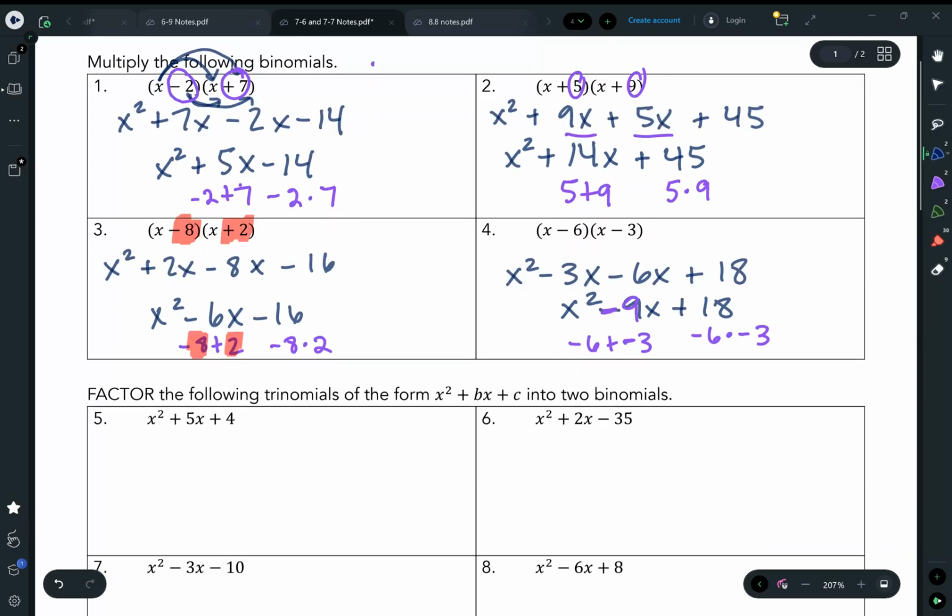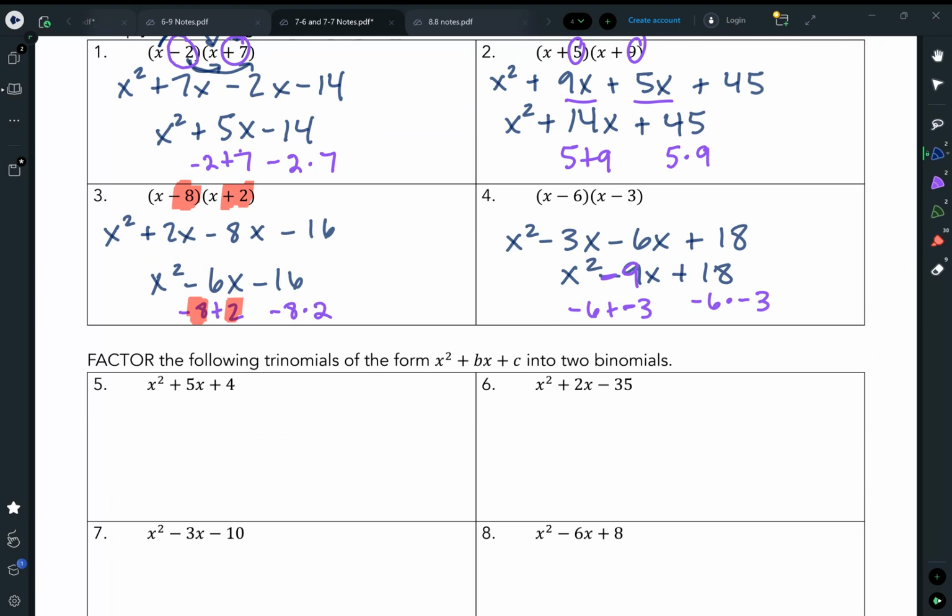The way we're going to do this is we're going to look at our last term. I'm looking at the 4, the constant term, and I'm trying to think about numbers that multiply to make 4. So 4 is 4 times 1. It could also be 2 times 2. I want to think about which of those combinations I could add together to get the 5. Would I get that by adding 4 and 1 or by adding 2 and 2? 4 and 1 is the one that works. 4 plus 1 makes 5, and 4 times 1 equals 4. So I'm going to factor this as x plus 4 times x plus 1.